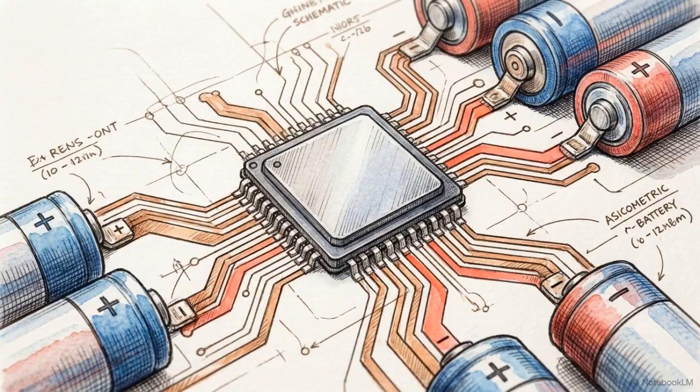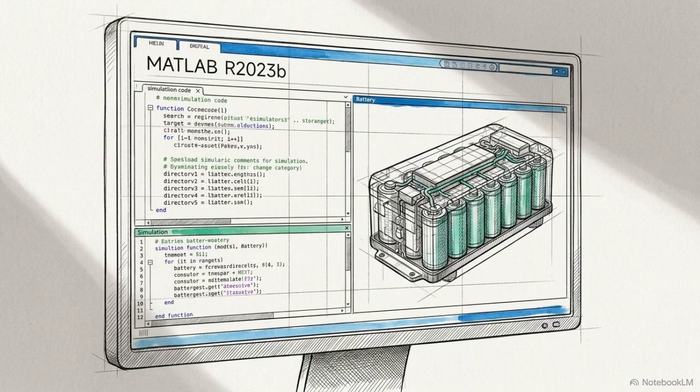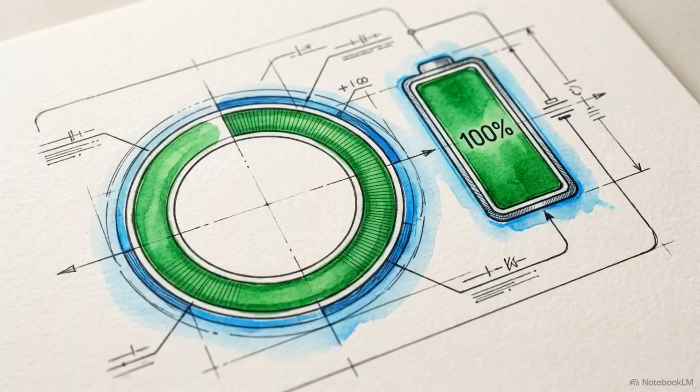load-aware BMS control architectures. To ensure the results are fully reproducible, the simulation is bounded by a strict environment in MATLAB R2023B. Each 1-hour test produces exactly 3,600 updates at a 1-second time step, always starting from a 100% state of charge with uniform pack parameters.